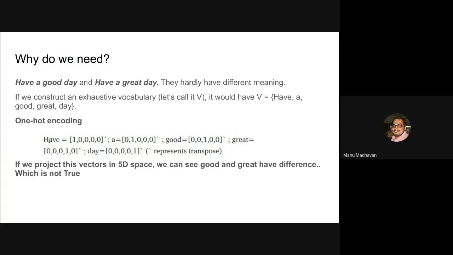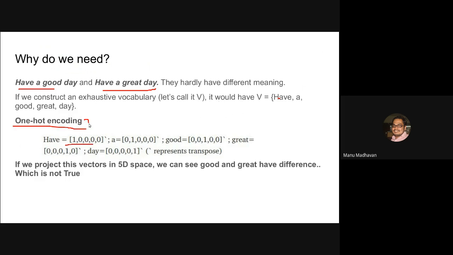So why do we need these things? For example, take a simple sentence, have a good day and have a great day. They hardly have different meaning. So have a good day and have a great day are similar things. If we construct an exhaustive vocabulary, let's say we have the words have, a, good, great, day. So these are the 5 words, 1, 2, 3, 4, 5. Then how can they be represented as a one-hot encoding?